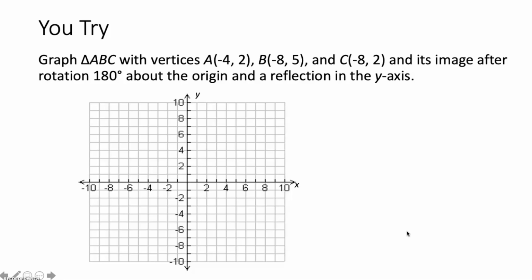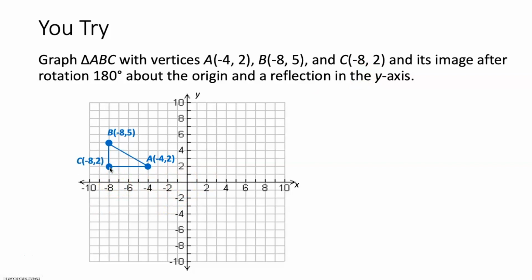Okay, doing the same thing here. First, we want to graph triangle ABC. So let's start with point A. Point A is at -4, 2. We go over -4 on the x-axis, up 2 on the y-axis, put a point. Point B is at -8, 5. We go over -8 on the x-axis, up 5 on the y-axis, put our point B. And then point C is at -8, 2. We go over -8 on the x-axis, up 2 on the y-axis, put point C.